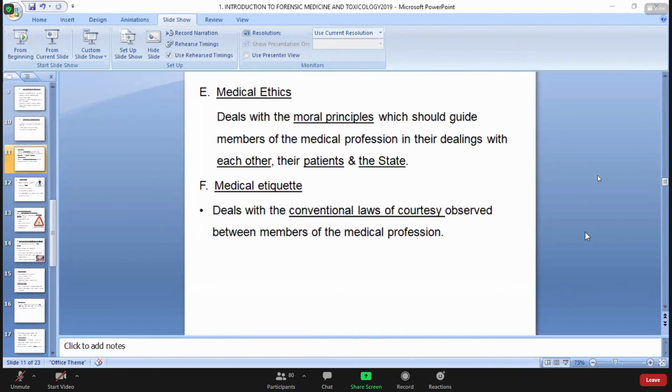And then for the next topic, we'll start a little bit about the history of forensic medicine. Further, we'll go into the legal system of our country. So that's it for now.